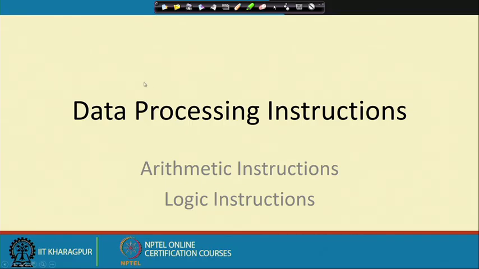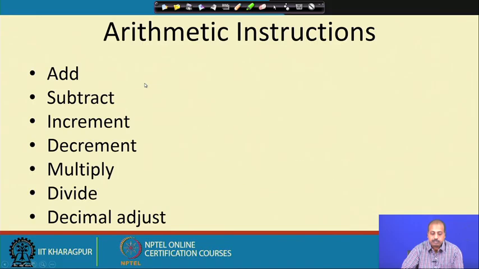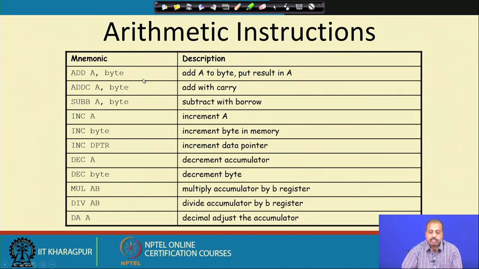Next, we will look into data processing instructions. There are several data processing instructions in 8051, like add, subtract, increment, decrement, multiply, divide, decimal adjust. So, we can have arithmetic instructions like ADD A comma byte, which adds A to byte and puts the result in the register. Then ADDC A comma byte will add with carry, so A plus byte plus carry will be put into the A register.